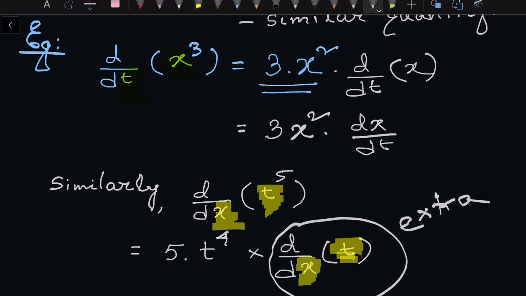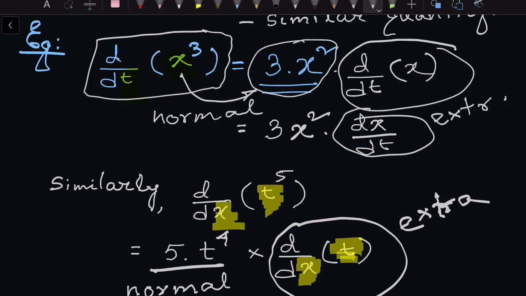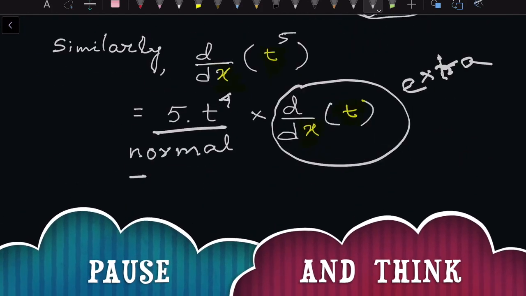Try to understand this extra part. Pause the video, try to understand this. And this is the normal part. So try to understand this normal differentiation formula, then extra part. That is what is meant by this, whenever you find two dissimilar quantities.